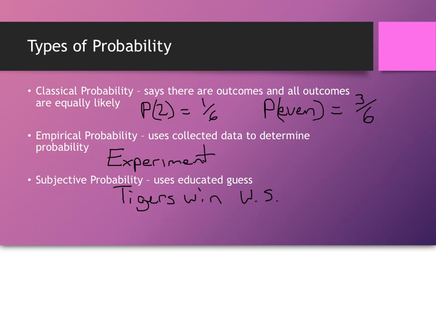All right? Another type of subjective probability, if I said I have a 3% chance of dating that person over there, well, that's subjective probability. Or my chance of going home tonight and having to wash dishes being 80%. That's subjective probability. Things of that nature.